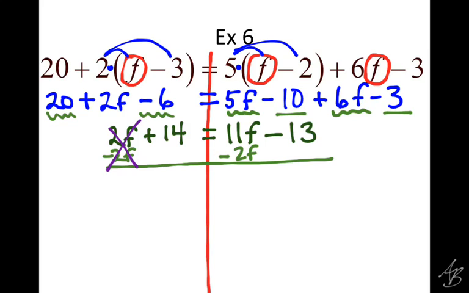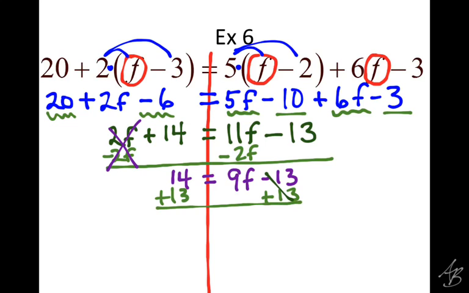Those 2f's cancel, leaving what on the left side? 14. And then on the right side, 11f minus 2f is? 9f. And then minus our 13, okay? Katura, what do we do next? So we want to get rid of that minus 13. We're going to do that by adding 13. So put plus 13 on both sides.